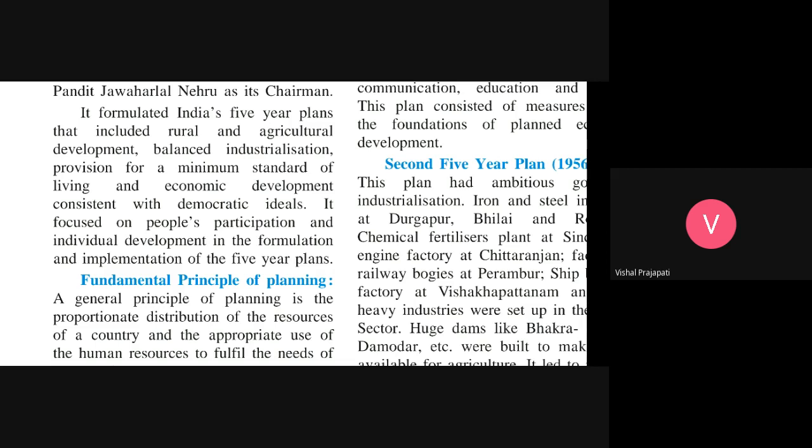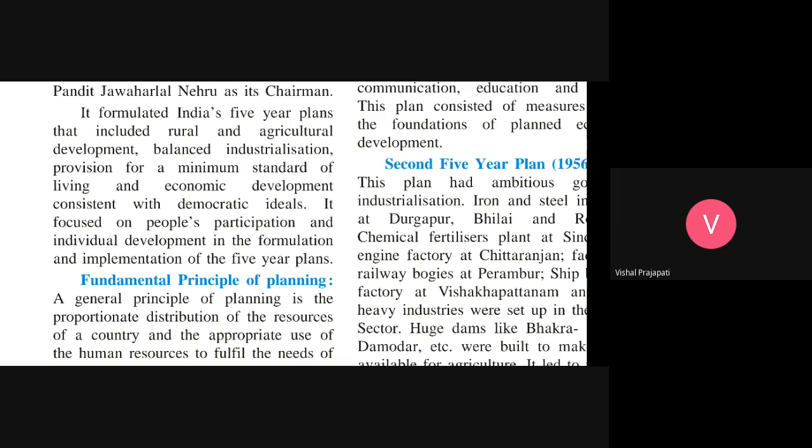Rural agriculture development, balanced industrialization, provision for a minimum standard of living, and economic development. It focused on people's participation and individual development in the formulation and implementation of the 5 year plans. So what was the focus of these 5 year plans? The focus was on the people's participation. If people start to participate in this, they will become individually developed.